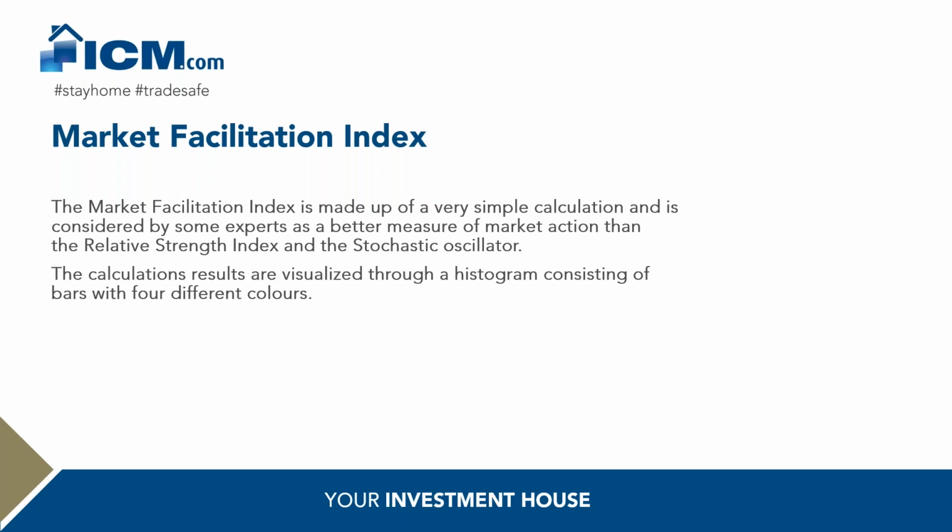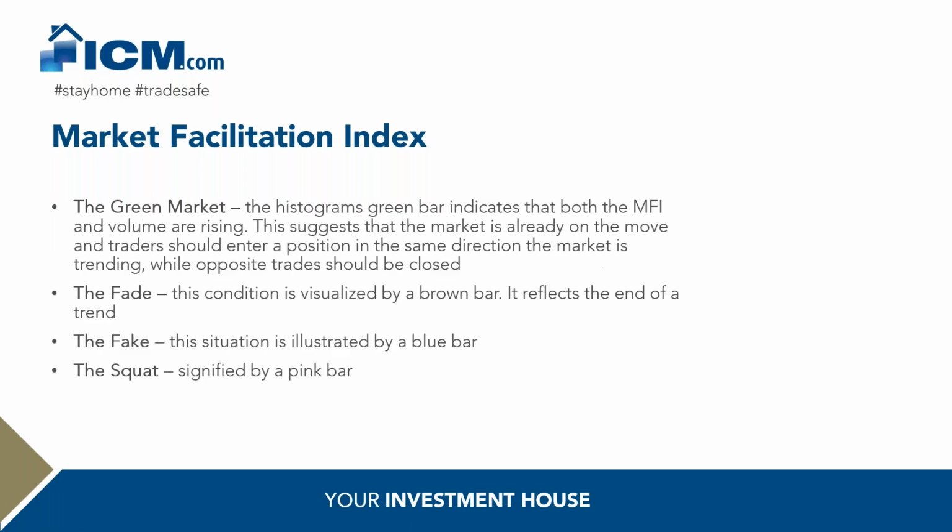The MFI is explained along with the volume of the markets. With the combination of these two, he has explained how this indicator gives direction. For a simple example, the MFI is made up of a very simple calculation and is considered by some experts a better measure of market action than the related RSI or stochastic oscillator. The calculation result is visualized through a histogram consisting of bars in 4 different colors. He has neatly explained how exactly to identify it, giving 4 parameters on this indicator.